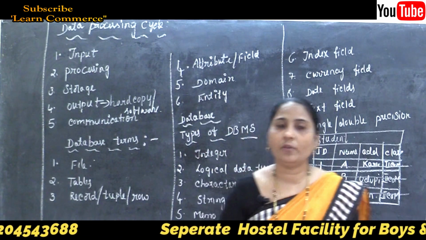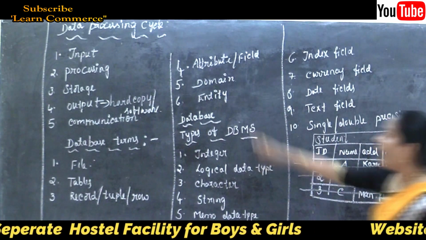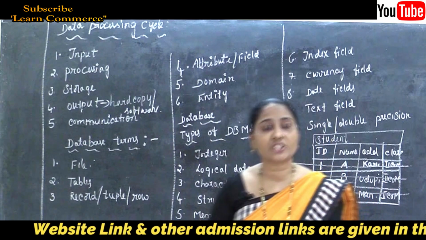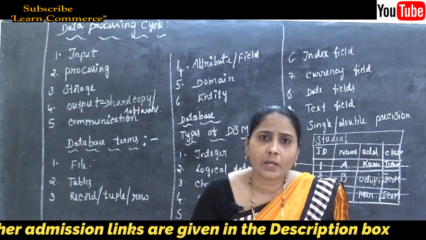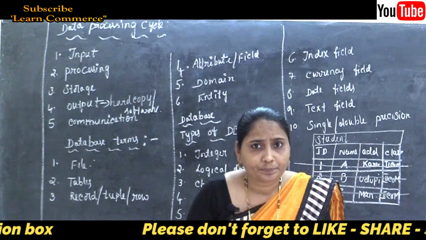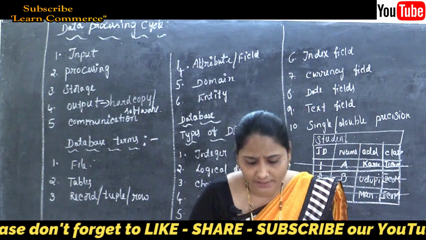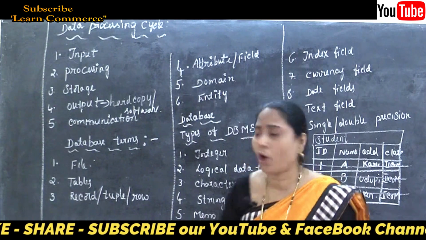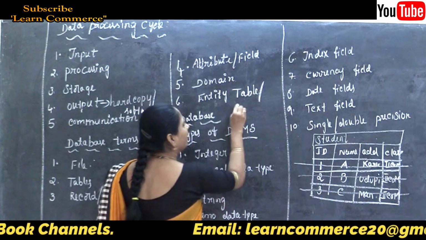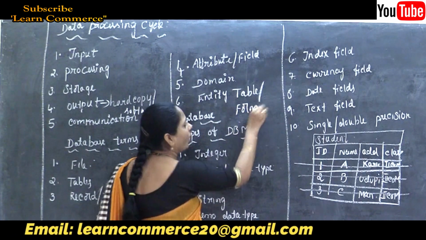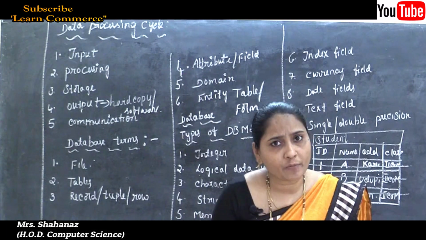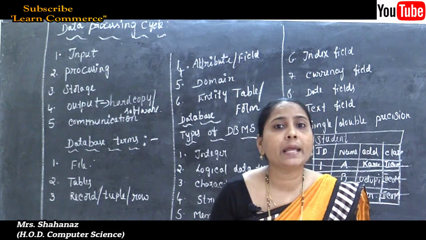And the last thing is the entity. Clear this point here? The entity in our database terms. So what is the meaning of an entity? An entity means an object. Some examples of an object are a table or a form. So an entity is an object, and examples of an entity are the table or form.